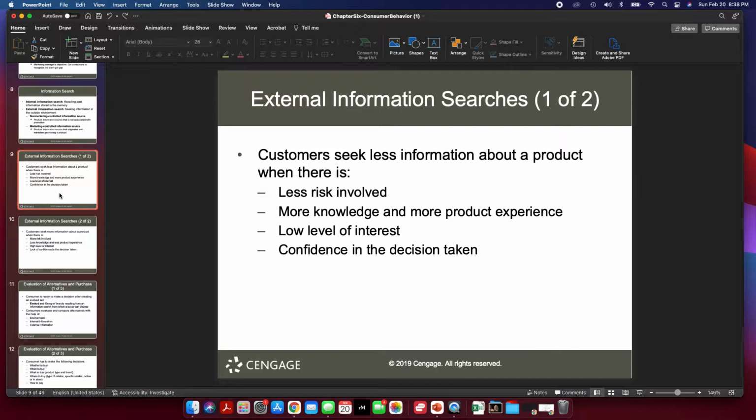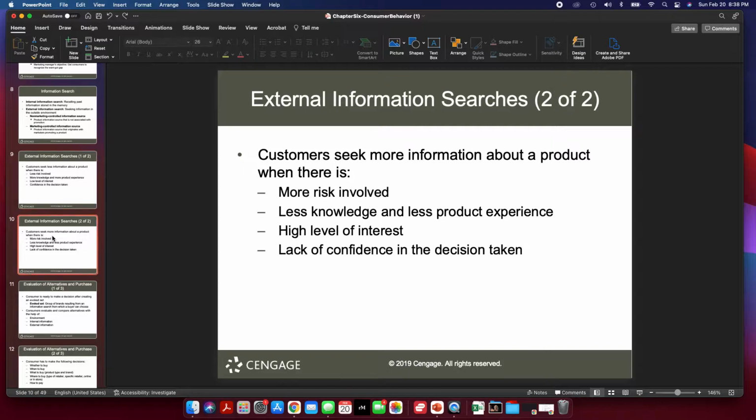Customers seek less information on a product when there's less risk involved, more knowledge and product experience with it, low level of interest or desire, and having a lot of confidence in the decision you're about to take. On the other hand, consumers seek more information about a product when there's more risk involved, less knowledge and less product experience, high level of interest, and a lack of confidence in the decision taken.